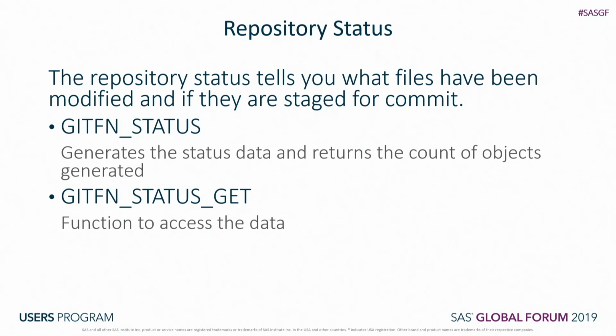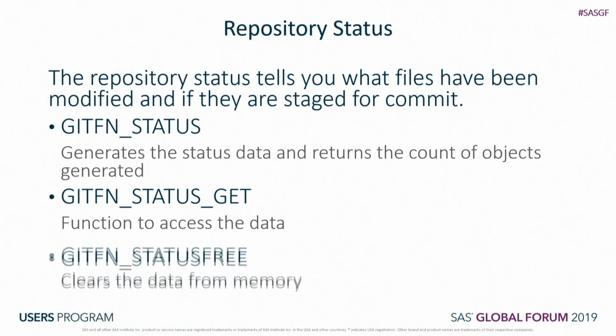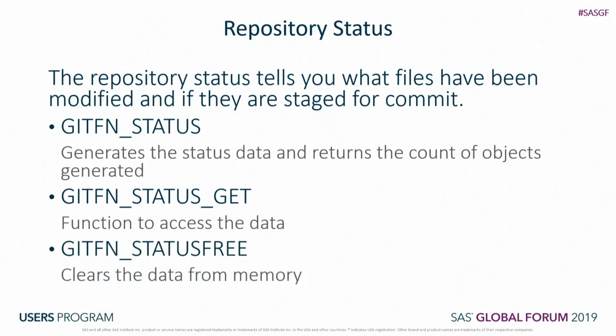There are 3 properties for each status object: a file path that's relative to the local repository, whether it's modified or new or deleted, and whether it's staged for commit or not. And then status free, which just frees the data structure from memory.